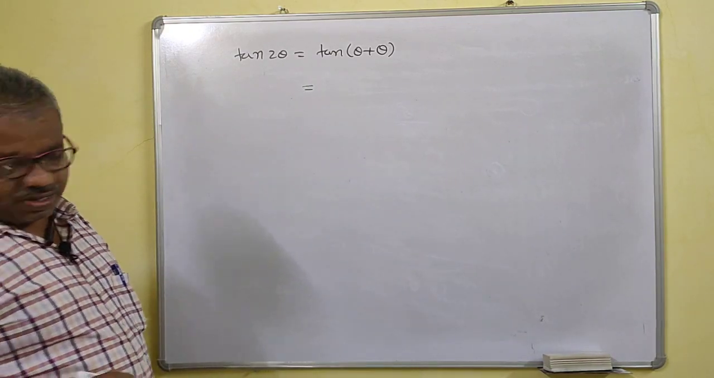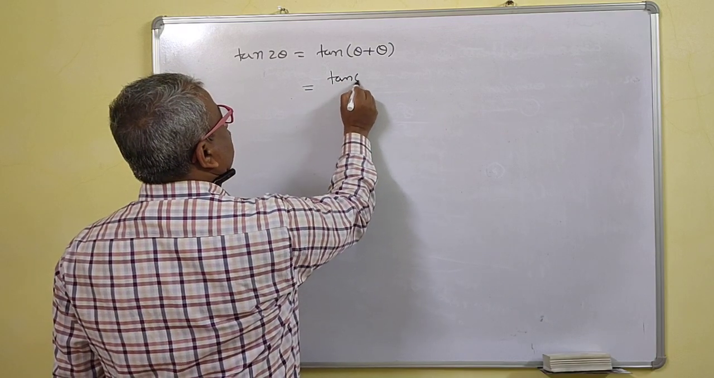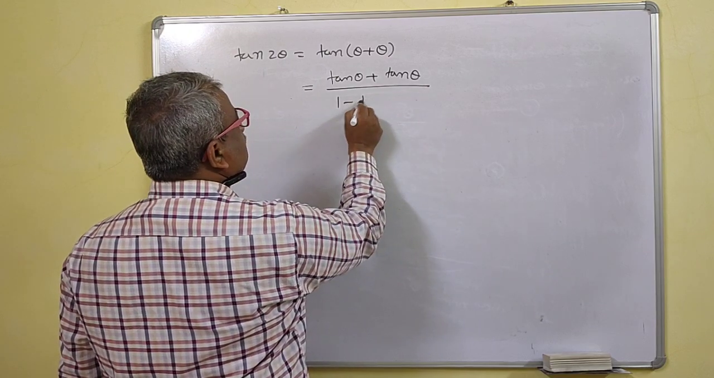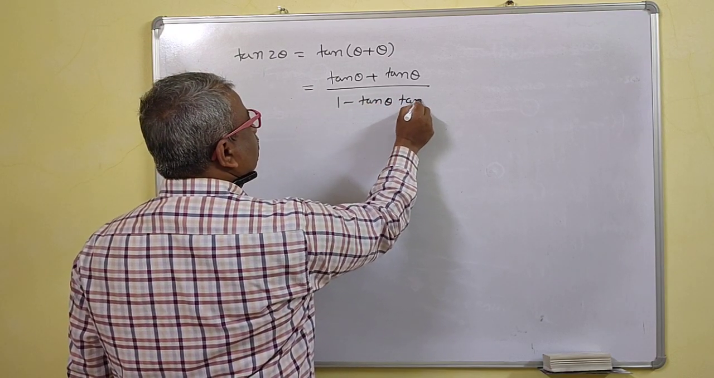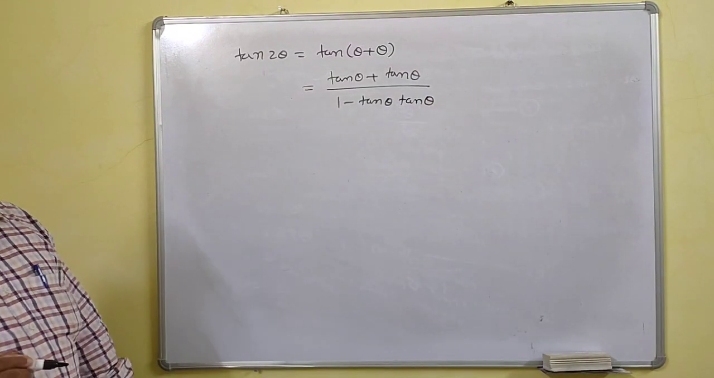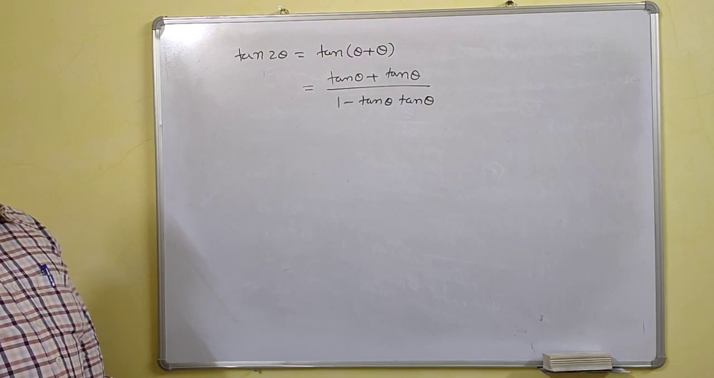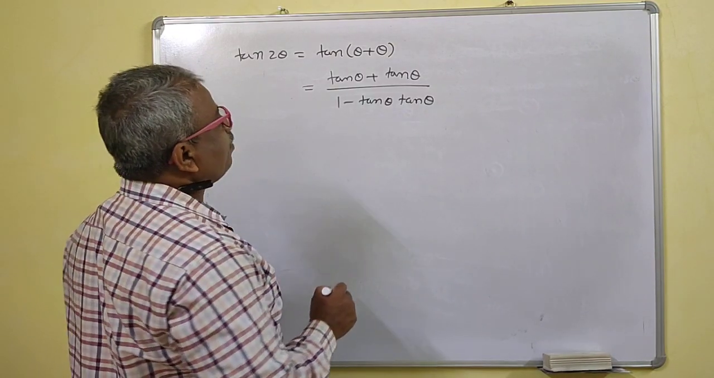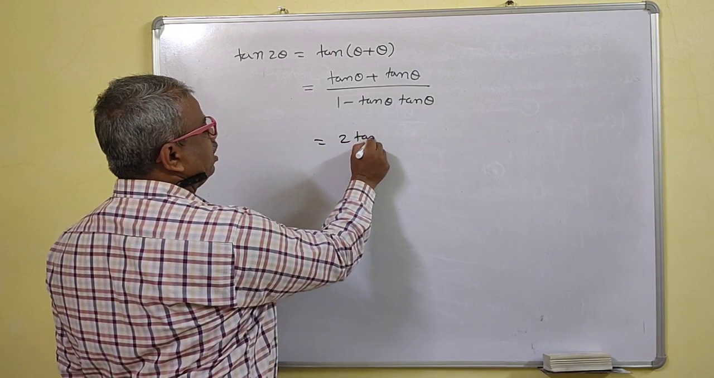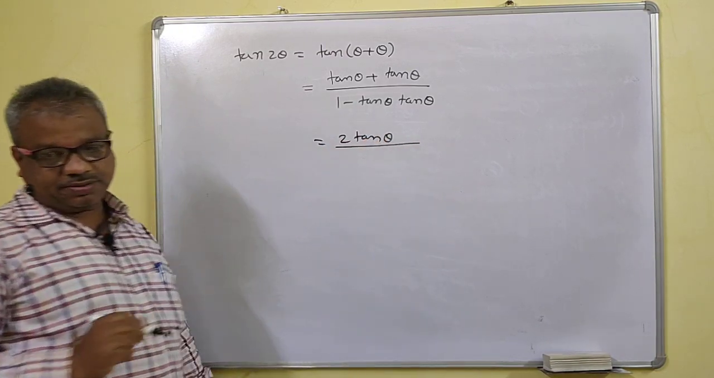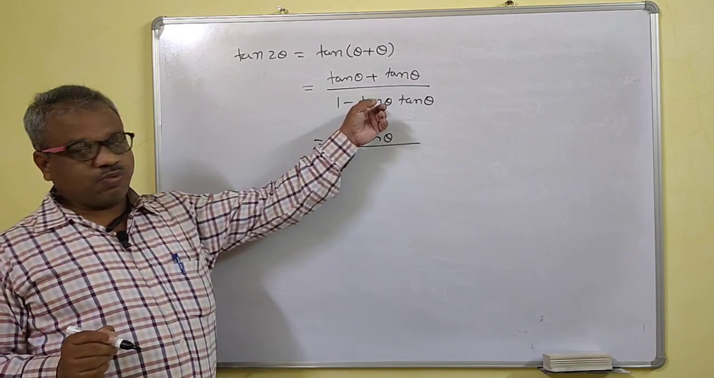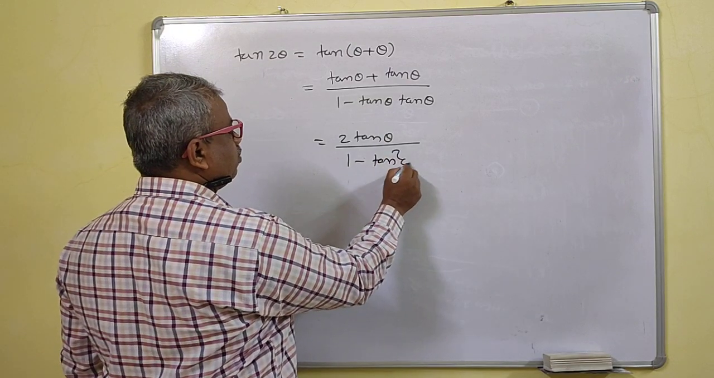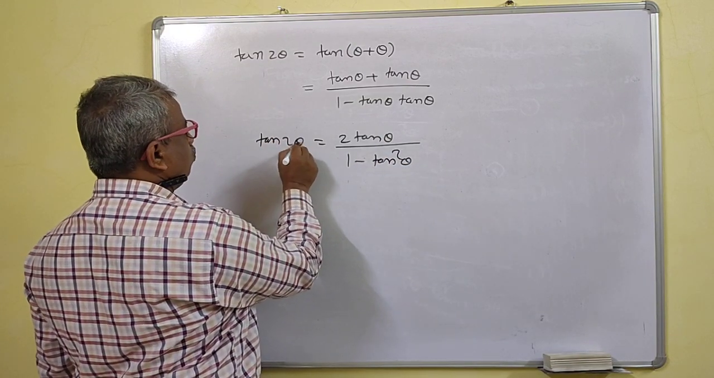Tan A plus tan B upon 1 minus tan A tan B. Here tan A is theta, tan B is also theta. Just read the formula for tan A plus B, and write A as theta, B as also theta. So tan theta plus tan theta is what? 2 tan theta, upon 1 minus tan theta into tan theta, which is tan square theta. 1 minus tan square theta. This is the formula for tan 2 theta.